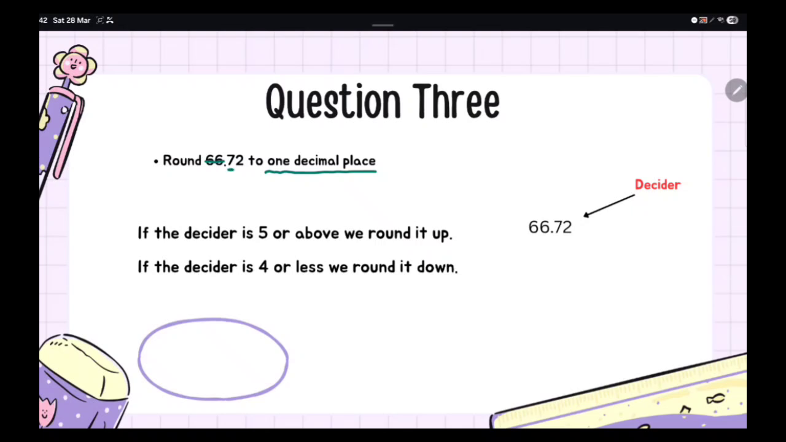We want to round this 7 up. So if we are rounding this 7 up, we want to look at what's next to our 7, which is our 2. So now 2 is the decider, not 7 anymore. Now we are going to see which category 2 fits into. If the decider is 5 or above, we round it up. And if the decider is 4 or less, we round it down. And 2 is less than 4, which means we are rounding this down. And we can round this to 66.7. So that is how you round to 1 decimal place.